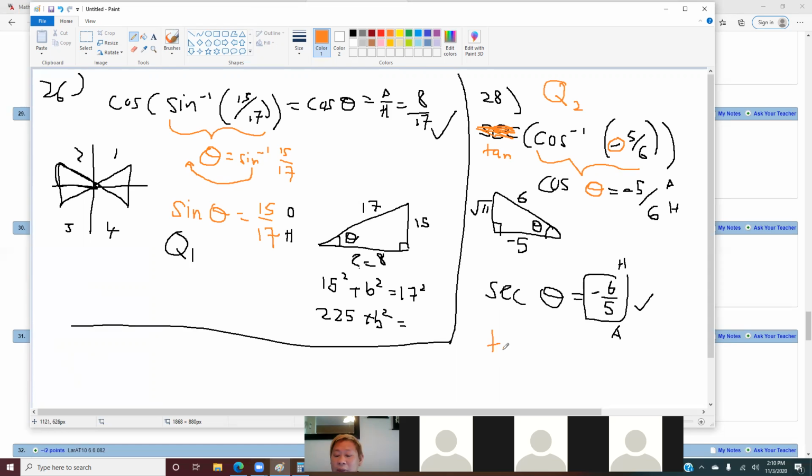So what is tangent theta in this case? It's the same thing, right? You did everything the same. Now you just need to look at this triangle to figure out your tangent, which is what? Square root of 11 over -5. Yep, that's it.